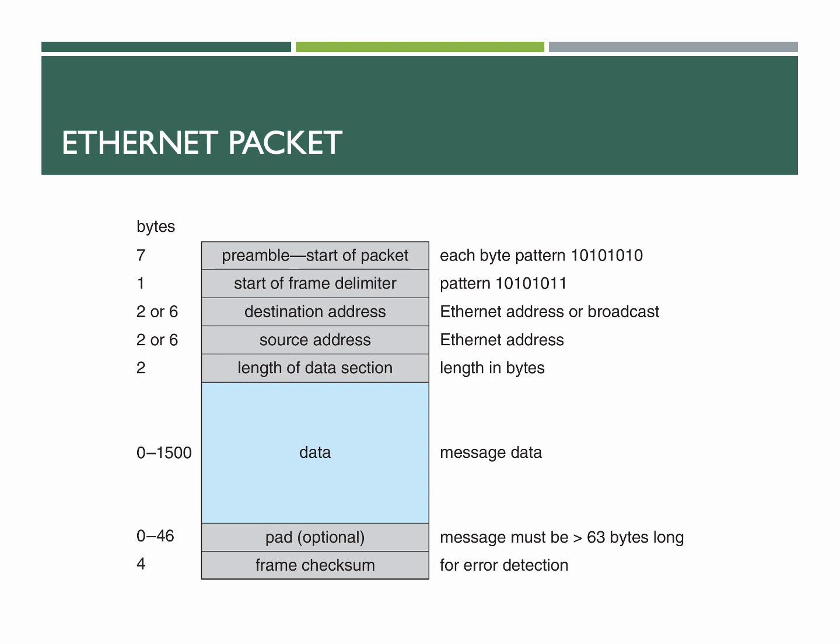Then next we have pad, which is 0 to 46 bytes, which is optional because if the data is too short, less than 46 bytes, padding is added to meet the minimum length requirement of 64 bytes for Ethernet frames. Finally, we have frame checksum, 4 bytes. This is used for error detection. It contains a CRC, cyclic redundancy check value, which the receiver uses to detect whether the frame was damaged in transit or not.